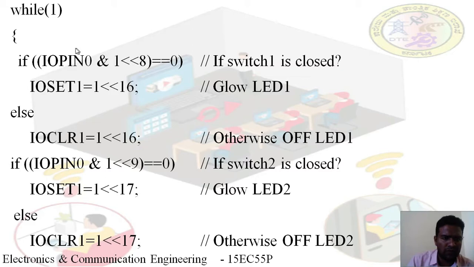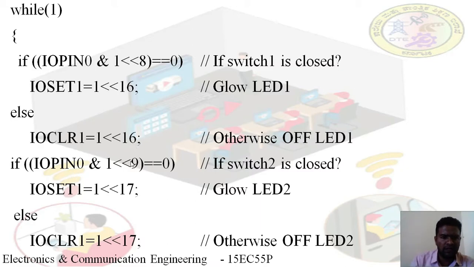We have to glow the respective LED. We will set this LED with the help of the instruction IOSET1 for sending a value 1 at the 16th bit, glowing LED 1. If this condition of checking switch 1 is not closed, if it is open, we will not switch on the LED, we will switch it off. To switch off, we will use IOCLR1, we will send a value 1 at the 16th position.